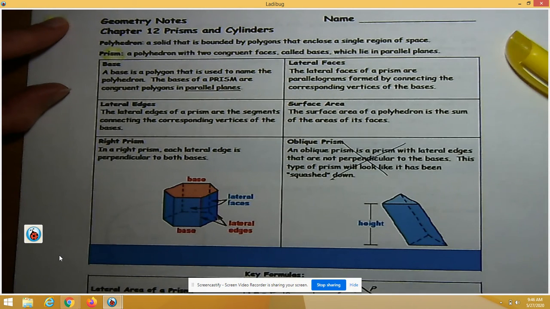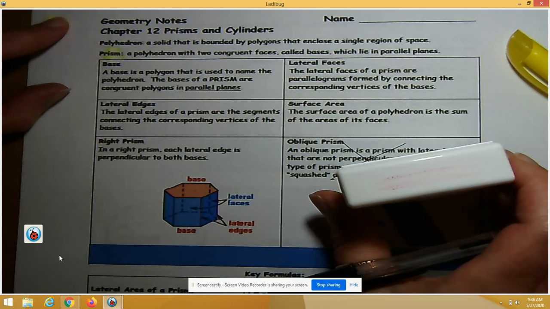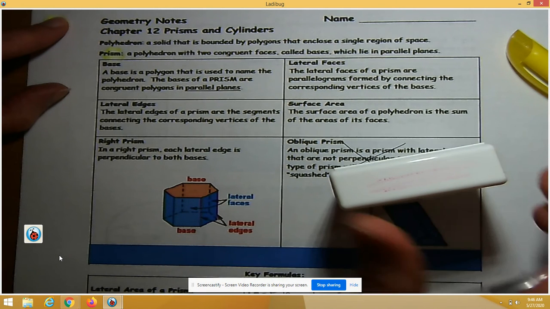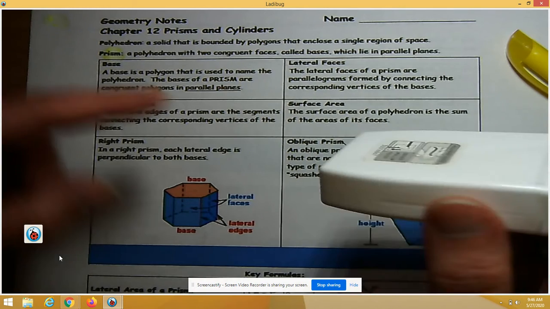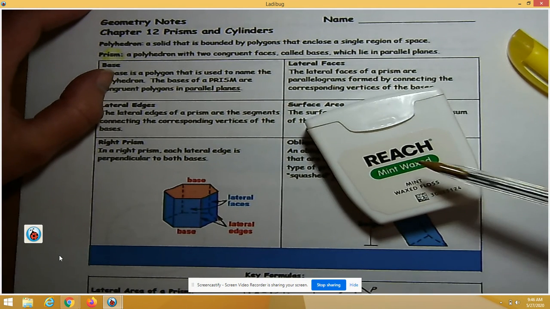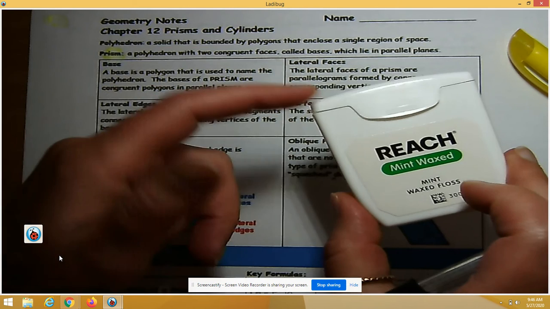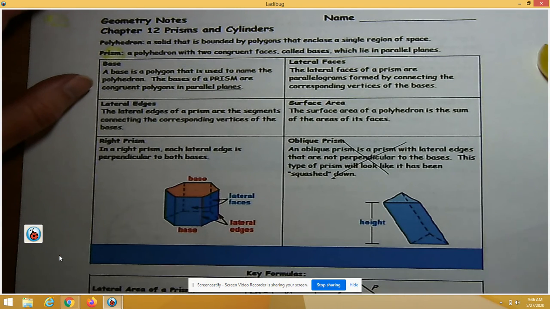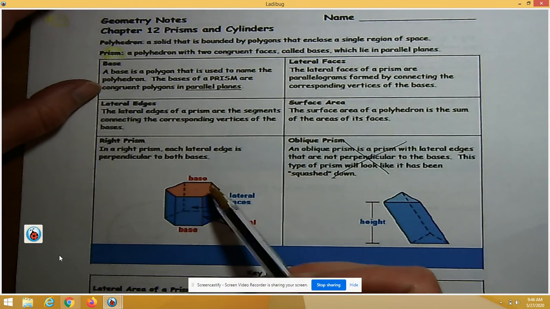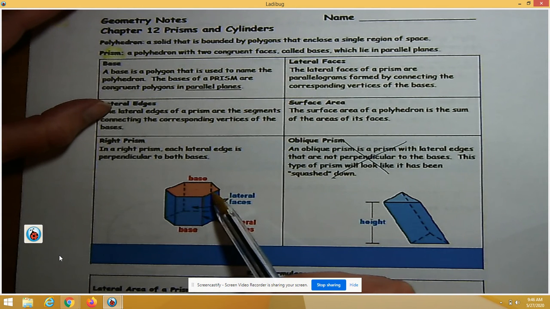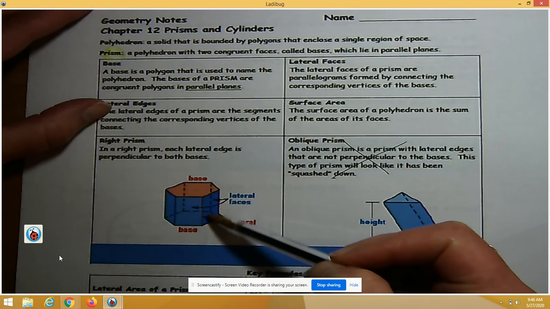Now, I could look at this particular prism, the floss, and I could have this part here be the bases, or I can rest it on its side, and then the top and bottom now here would be the bases. So it can vary for rectangular prisms. If it's a hexagonal prism like this one, the hexagon has to be the base. The lateral faces are the polygons that go up and down.